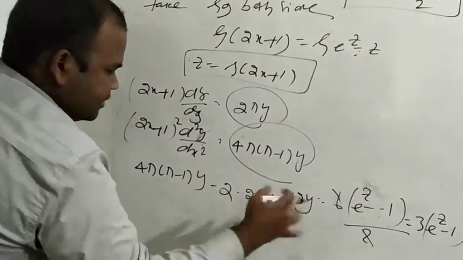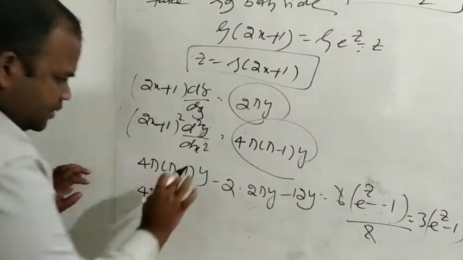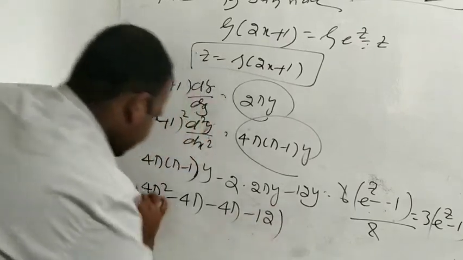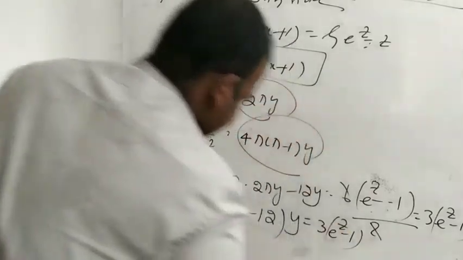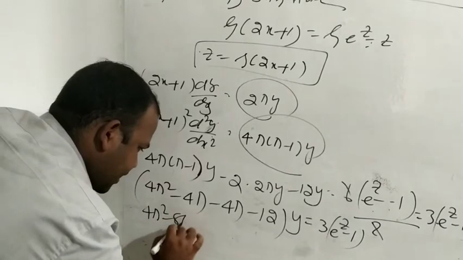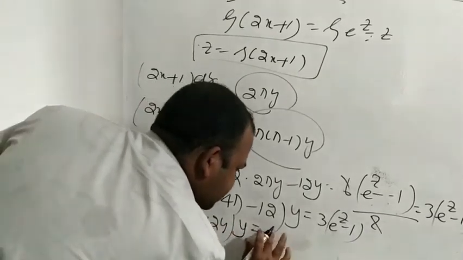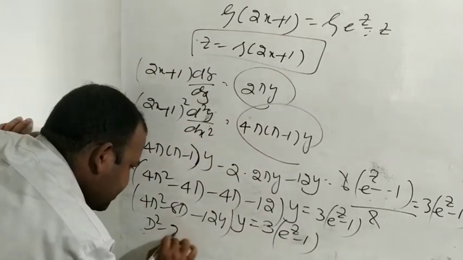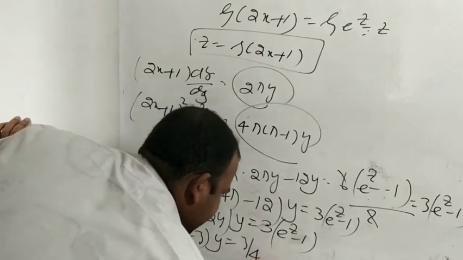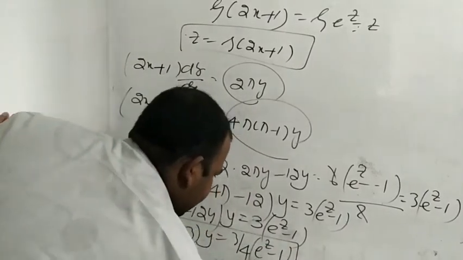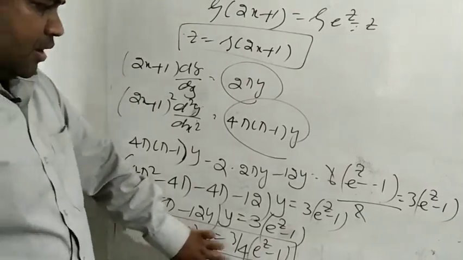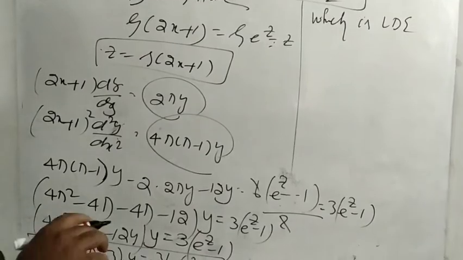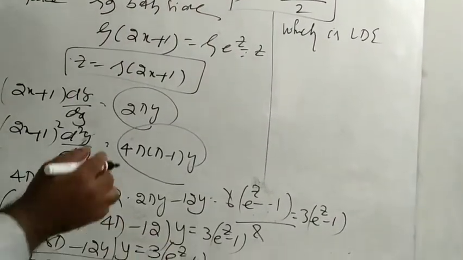Okay, so y will be common: 4D² - 4D - 4D - 12 into y equals 3 into (e^z - 1). So this is (4D² - 8D - 12) y = 3(e^z - 1). Now 4 will be common, so (D² - 2D - 3) y = (3/4)(e^z - 1). So this is in the form of a linear differential equation, f(D) y = f(z). Okay, so now you will find the complementary function and particular integral.